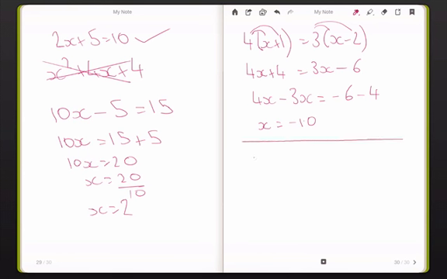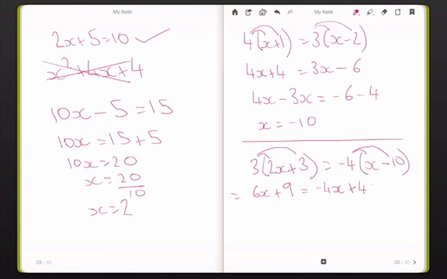Let's do something slightly different. I'm going to make this up, so we're possibly going to end up with fractions or something, but that could be fine. Let's make it something like this. All right, let's have a go at that. So once again, we multiply what's outside the brackets by everything inside the brackets. So we end up with 6x plus 9 equals negative 4x plus 40, because negative 4 times negative 10 is positive 40.